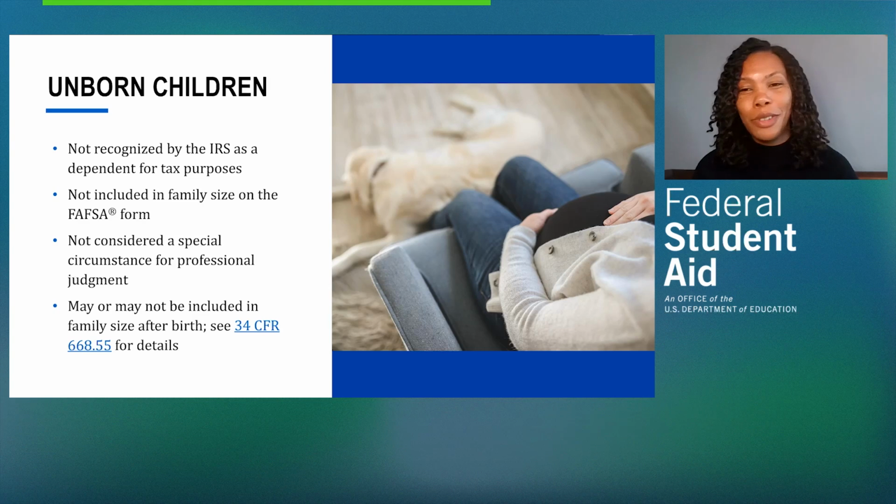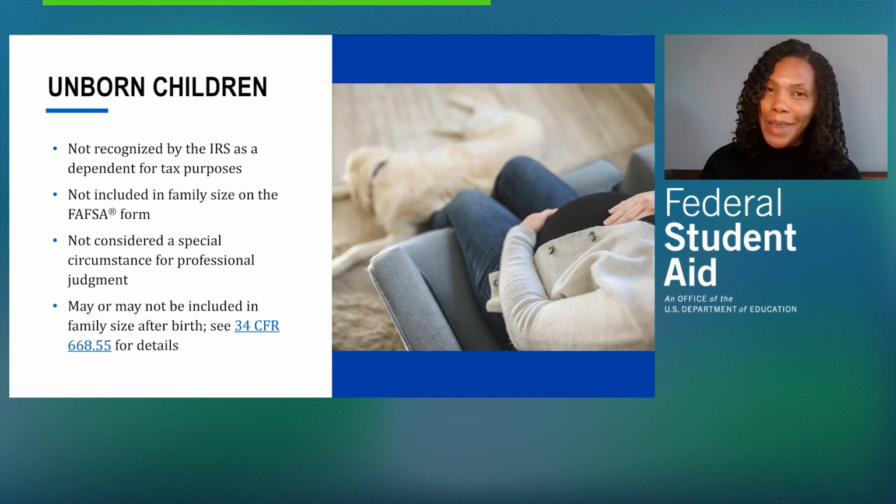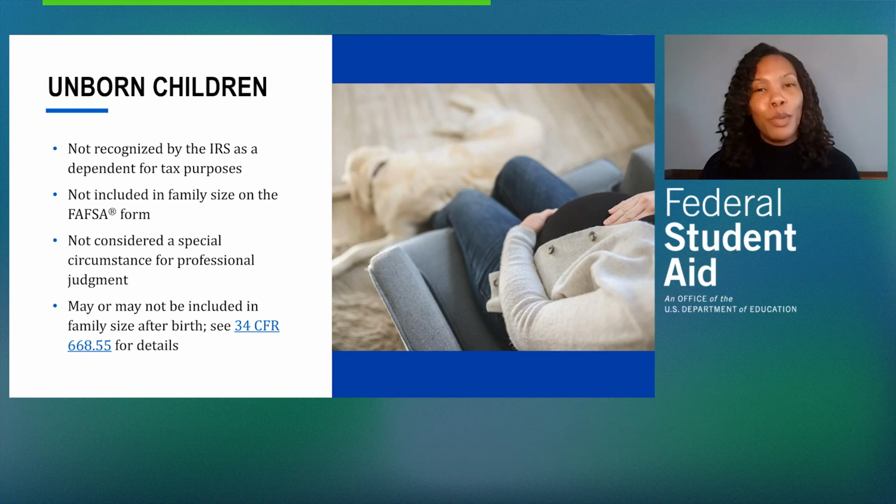Now, when it comes to unborn children, in the old environment, you could count unborn children if they were going to be born within the award year. However, remember I said that family size is now connected to taxes and tax returns. And under the tax code, you cannot count an unborn child as a dependent. So we have to follow that guidance for FAFSA purposes. So an unborn child, you're not going to count them in the family size if the child is not born at the time that the FAFSA is being completed. However, if the child is born within the award year, as a school and institution, you can update the family size with the now born child and the additional member of the family.